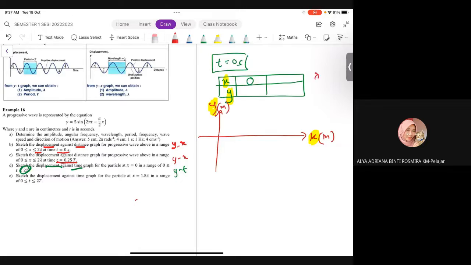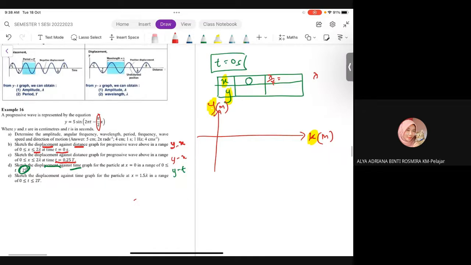So yang ini akan jadi lambda over 4. So you kena carilah lambda. Lambda U dalam kes ni berapa? Saya pun tak tahu lambda U berapa ni. Ini kena kira ni. k sama dengan 2 pi over lambda. So pi over 2, pi cancel. So lambda U tu adalah 4. Sebab ni bawa naik atas, so 4 cm. So maknanya 4 divided by 4 akan jadi 1 cm.